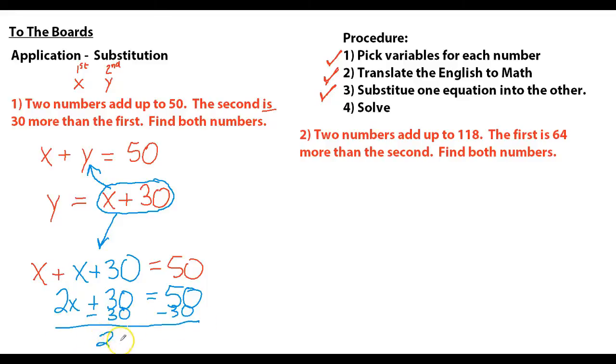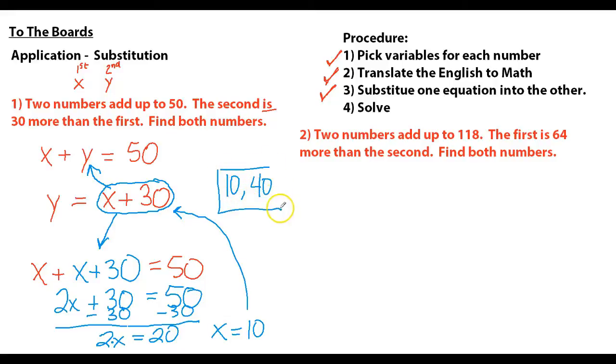So we get 2x equals 20. And then we'll need to undo the times by 2 by dividing by 2. We'll get x equals 10. So I know that x is my first number, and that's 10. And so if I come back and plug it into what I circled here, if I plug 10 back in, I'll know that y is 40. So my two numbers are 10 and 40. You do need to make sure to plug it back in to find that second number.